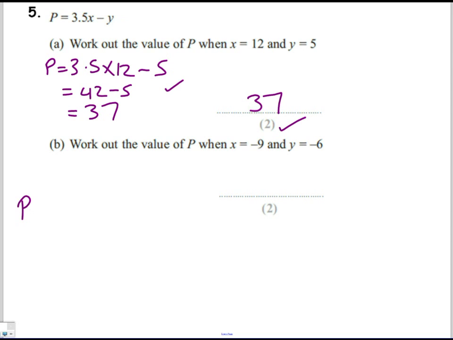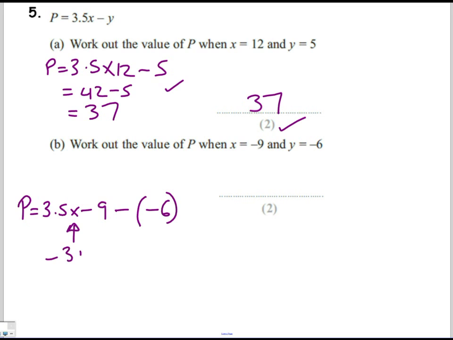So again, write it out in longhand. 3.5 times whatever the value of x is, which is minus 9. Then take away the value of whatever y is, which is minus 6. Looks quite strange at the moment, but we're going to tidy it up. Big Maths tells us to do the multiplication first, so 3.5 times minus 9 is minus 31.5. So P is equal to minus 31.5, so that's this bit of the calculation done, and then we've got to take away minus 6.